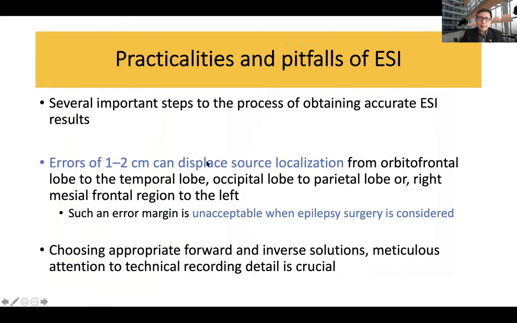Practical aspects and pitfalls of ESI: several important steps are needed to obtain accuracy of the ESI result. An error of 1 to 2 centimeters can displace the source localization from one area, for example from the orbital frontal lobe to the temporal lobe, or even from the occipital lobe to the parietal lobe, or from the right mesial frontal region to the left side. Such an error margin is unacceptable when epilepsy surgery is considered in this area. So choosing the appropriate forward and inverse solution, and meticulous attention to technical recording detail, is very crucial for planning epilepsy surgery.